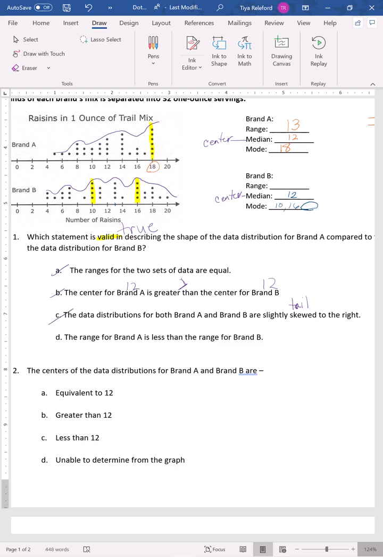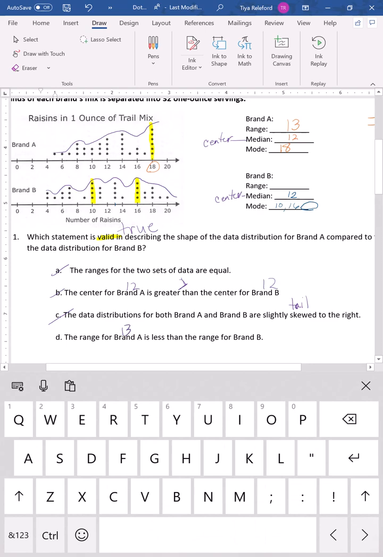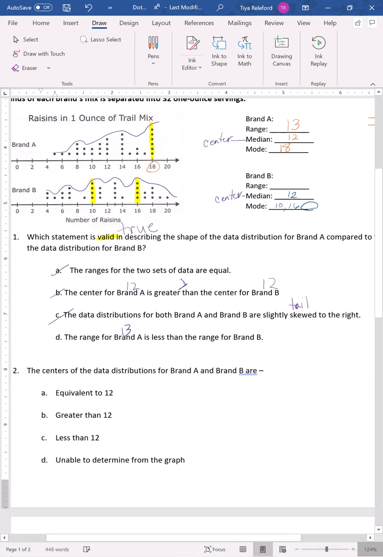The range for brand A, what's the range for brand A? 13. Is less than the range for brand B. What did we say the range for brand B was? 16. Is 13 less than 16? Absolutely.